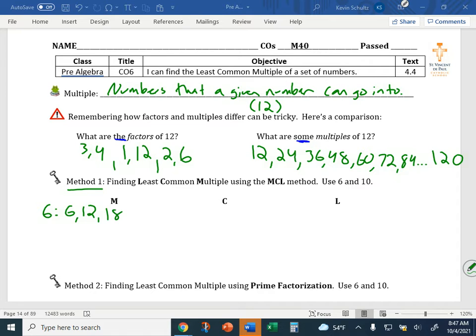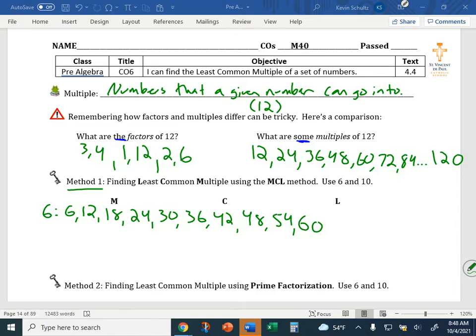And then what would come next? Jeffrey, 18, and then, let's stop there. So part of this is being able to count, right? Knowing your multiplication tables. Because this is essentially 6 times 1, 6 times 2, 6 times 3, 6 times 4, 6 times 5. Yep. You're just counting by 6s as you go up. You're listing the multiples. Okay?